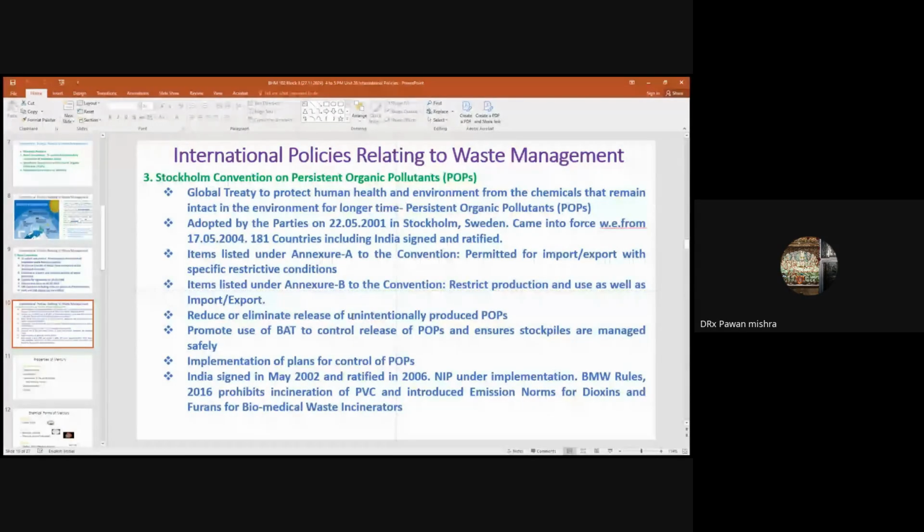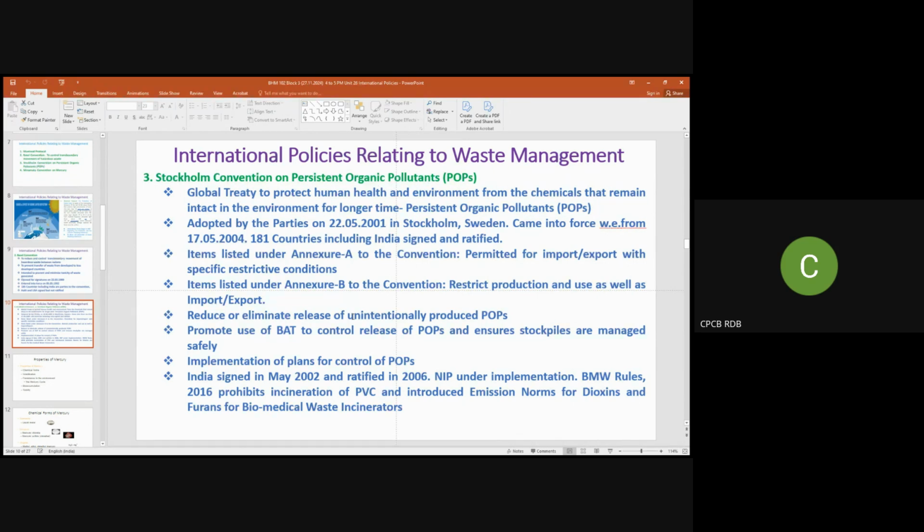Like sulfur from the petroleum products. India signed the Stockholm Convention in May 2002 and ratified it in the year 2006. Since 2006, we are implementing this convention in the form of various rules and regulations, and the NIP, the National Implementation Plan, is under implementation. Biomedical rules also prohibit incineration of polyvinyl chloride and introduce emission norms for dioxin.